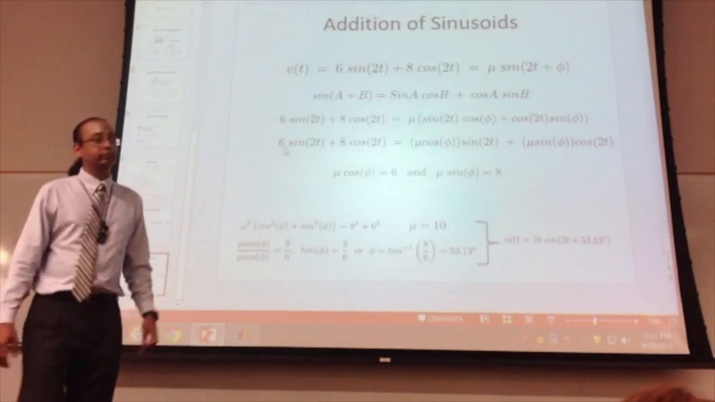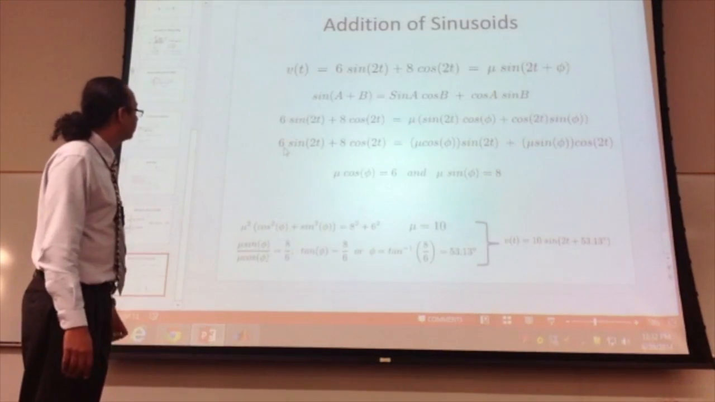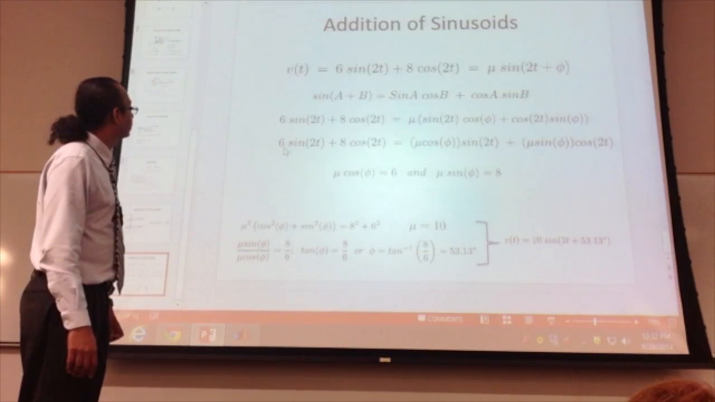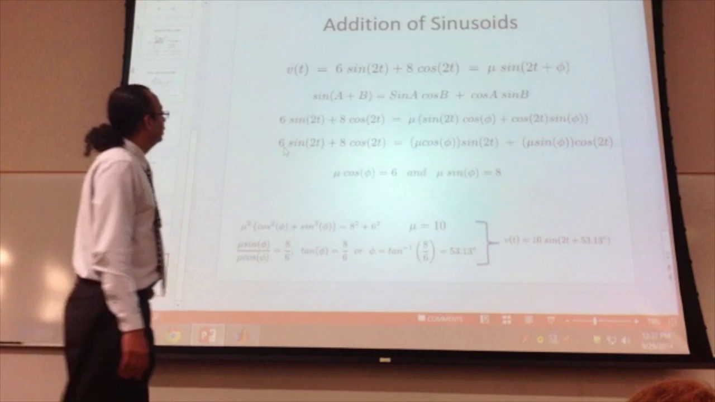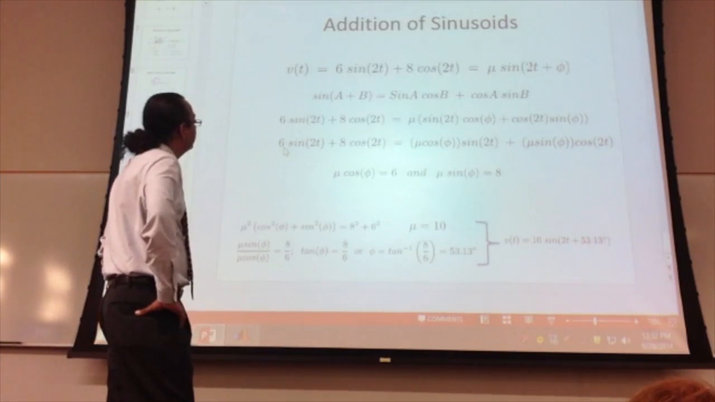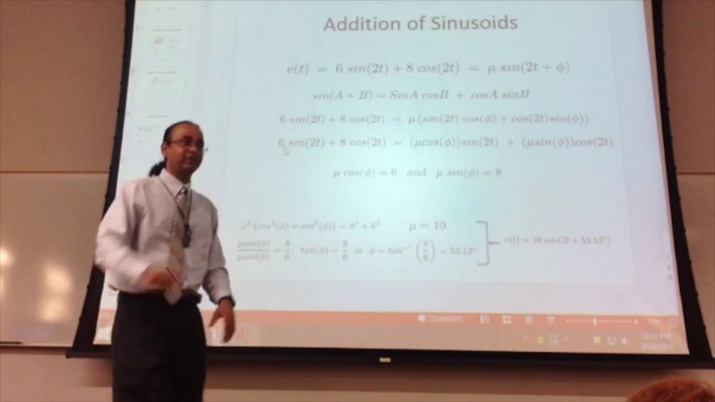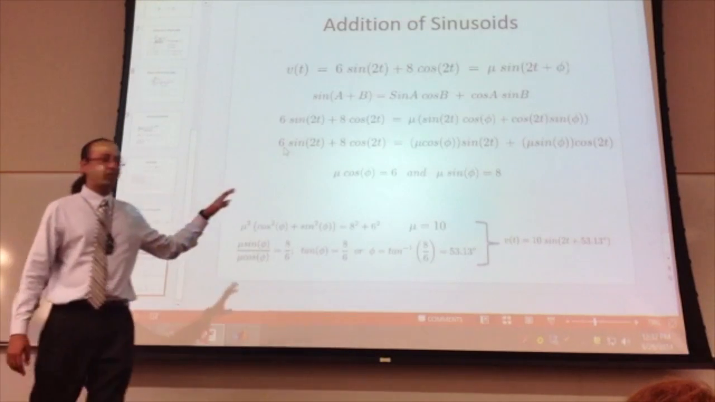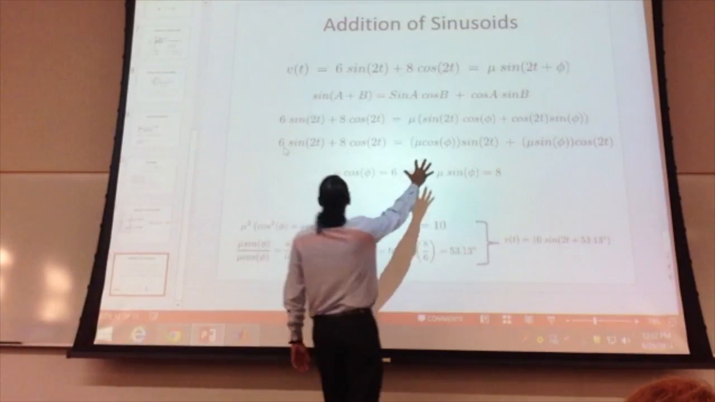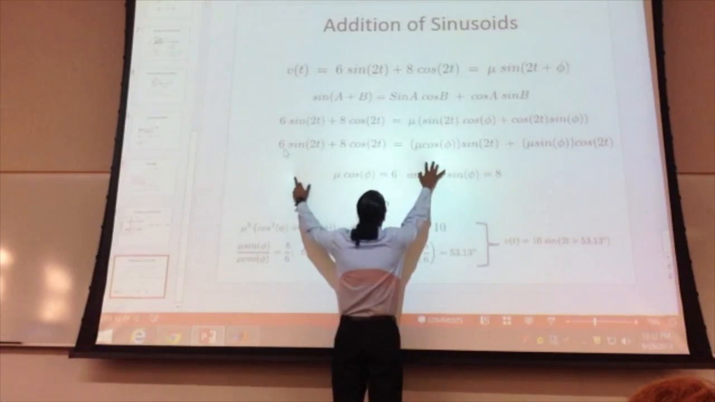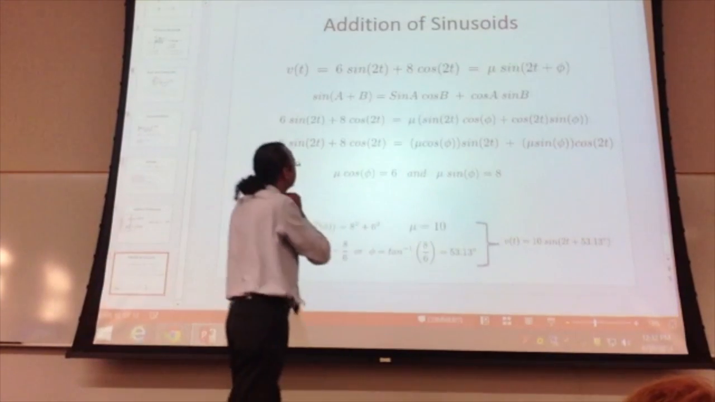Why is it mu cosine theta equals 6? Shouldn't it be the opposite? Shouldn't it be switched around, 8 and 6? Is there a typo there? Mu cosine should be 8 and mu sine should be 6. Cosine should be 8. Yeah, I'll fix that. You're right. So this term here. Repeat that, the opposite. No, I think we have it.